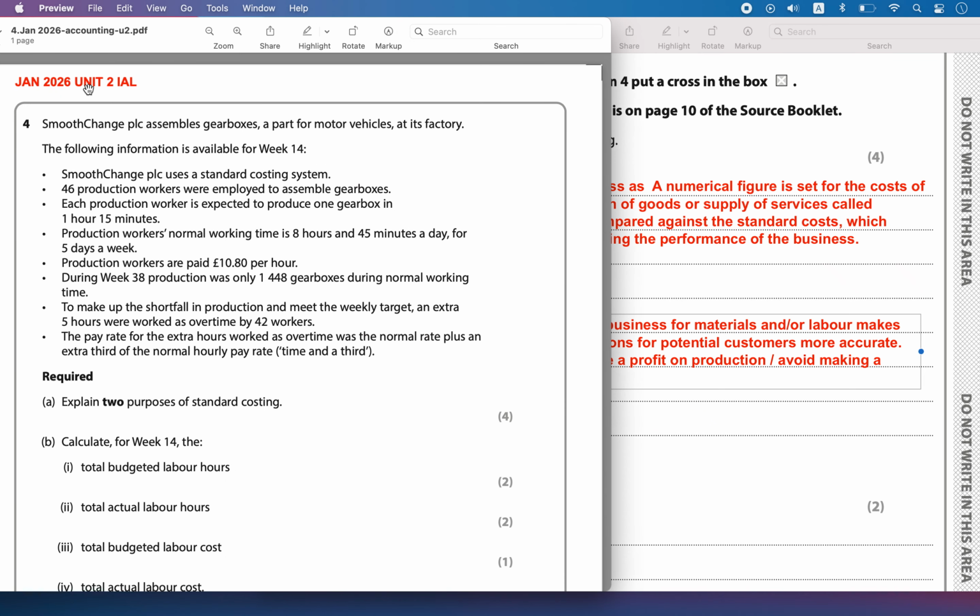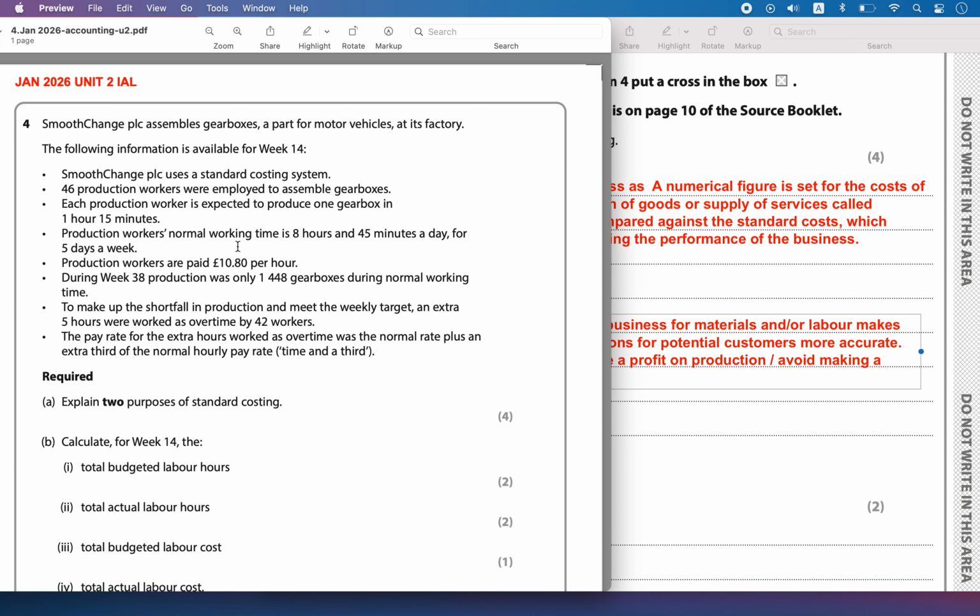Hello, today we are solving the January 2026 Unit 2 IAL Edexcel paper, question number 4. SmoothChange PLC assembles gearboxes for motor vehicles at its factory. The following information is available for week 14. There is some information about the costs involved in assembling gearboxes.